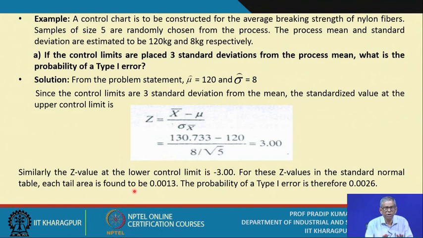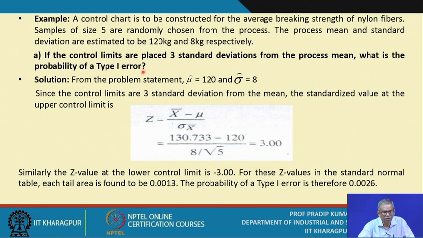So here is an example. I will just quickly go through this example. A control chart is to be constructed for the average breaking strength of nylon fibers. Samples of size 5 are randomly chosen from the process. The process mean and the standard deviation are estimated to be 120 kg and 8 kg respectively. So these two values are given. We are assuming that the control limits exist at plus minus 3 sigma limits from the mean.